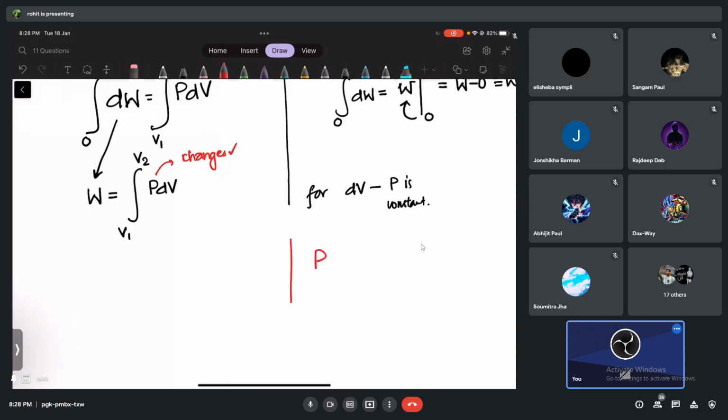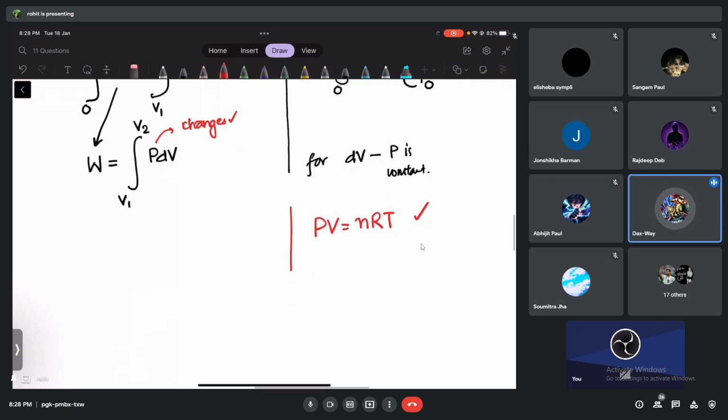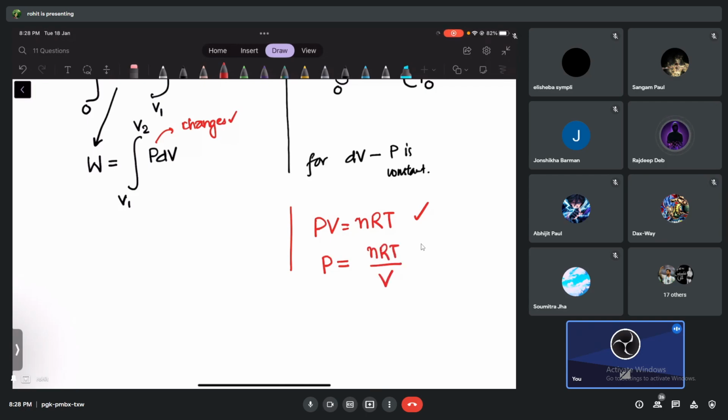Can I write PV equals nRT? I can use this, right? I told you I can use this for any ideal gas anytime I want. So as volume increases, pressure decreases. So how does it change with volume? Look at this. Pressure equals nRT by volume. I think you'll agree with me, right? This is how the pressure changes when the volume changes.